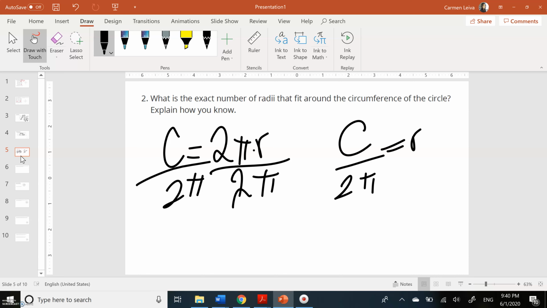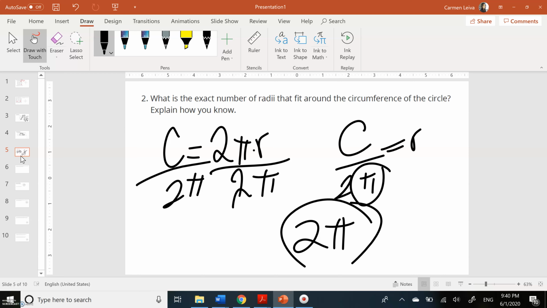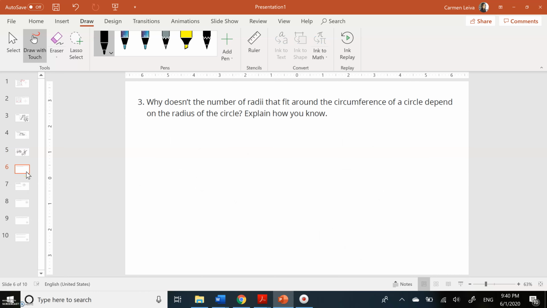But you have to remember that circumference is proportional to the diameter. The constant of proportionality in this case is pi. Therefore, the exact number of radii that fit around the circle is actually 2 pi. So the exact number is 2 pi, and that's for that problem.